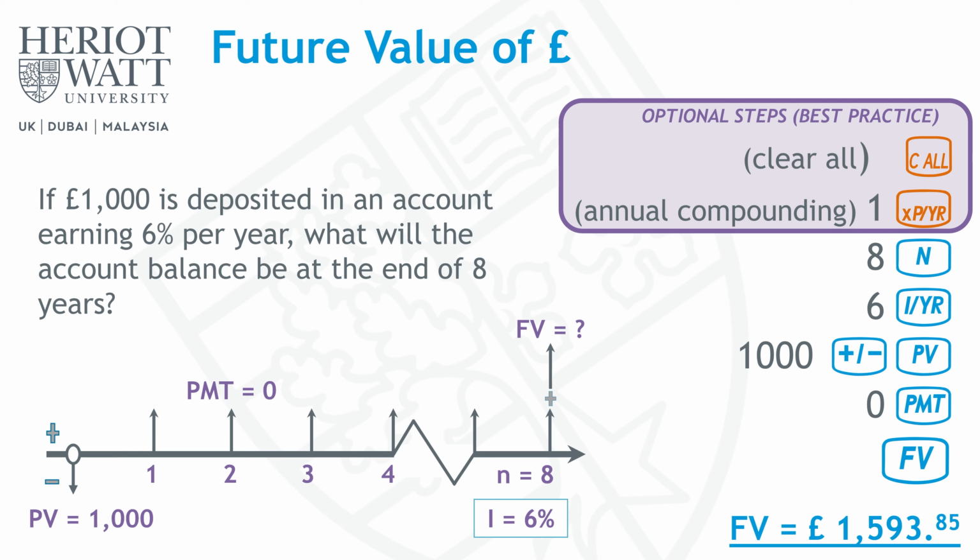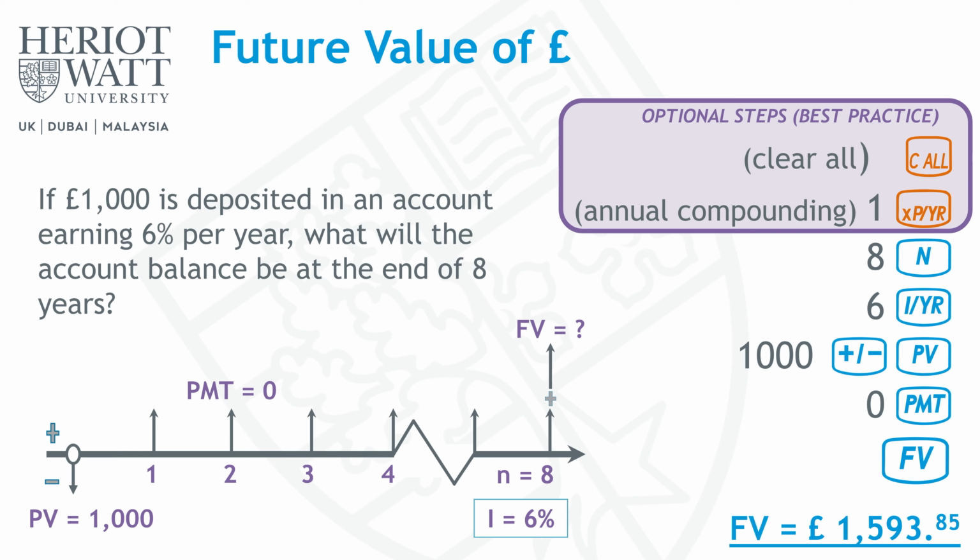You'll see the first 2, I say optional best steps. You should do clear all, make sure it's set to 1 compounding payment per year. If these have already been done, you don't have to do it again. But in a perfect world, if you do these first, you'll minimize your mistakes.